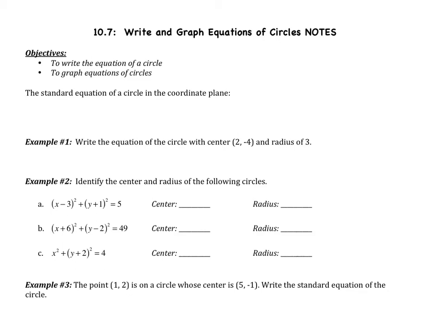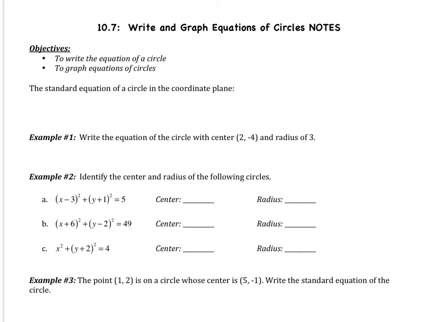When we go to write the equation for a circle, we use the following. We have (x minus h) quantity squared plus (y minus k) quantity squared equal to r squared. All right, big pieces of information to understand. First, since we're talking about a circle, r stands for the radius.